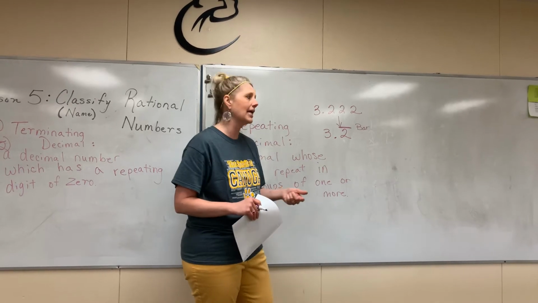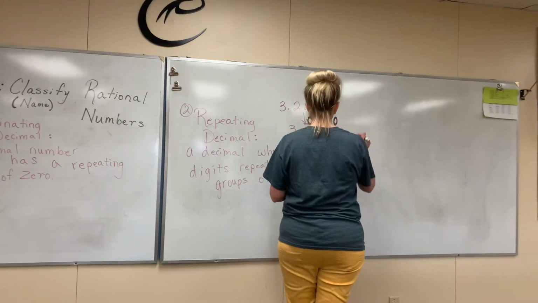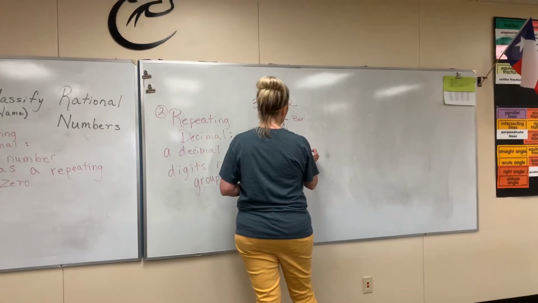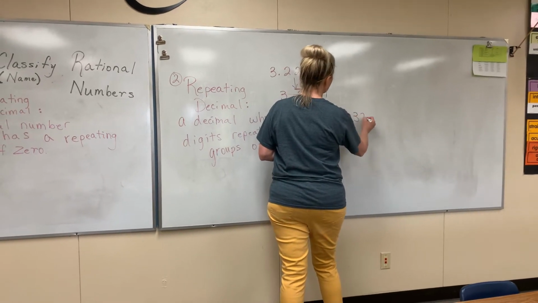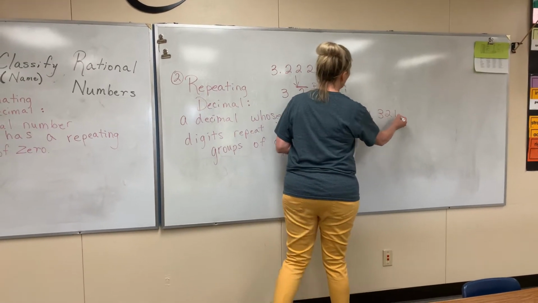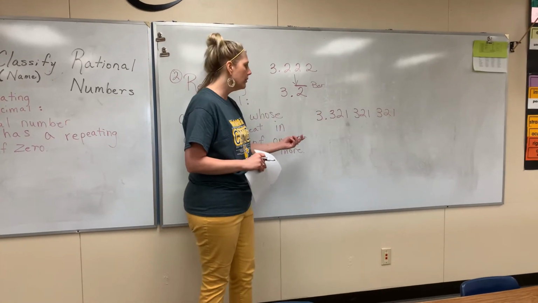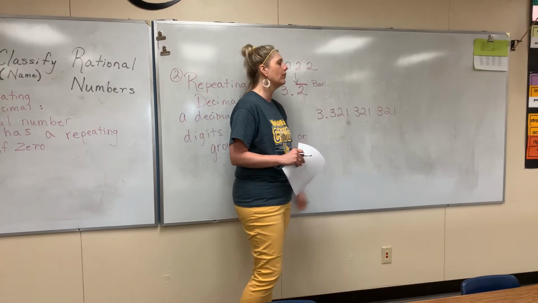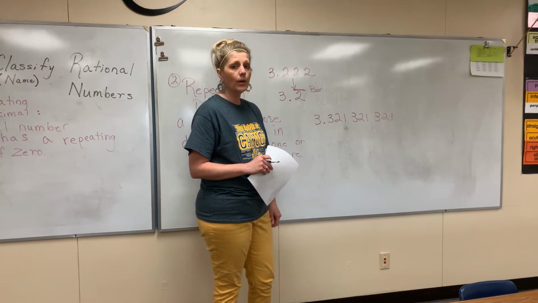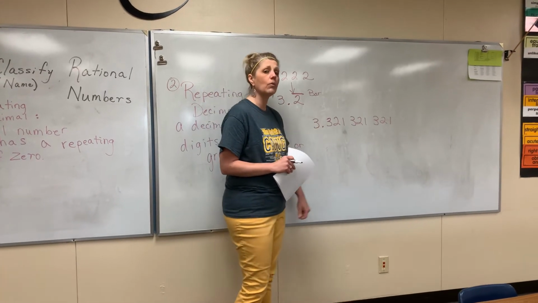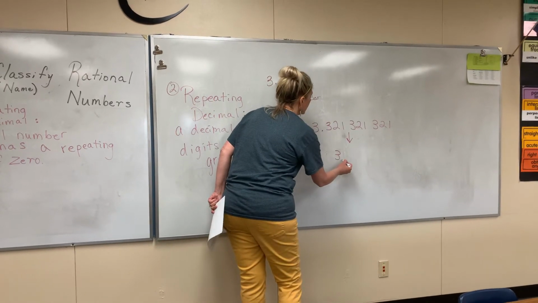Let me give you another example. That's with 1 digit repeating, but let's look at this one. What if we had the number 3.321321321? What if that was your answer when you divide? Well, do I really have to keep sitting there and writing 321, 321, 321? No, not really. You wouldn't have to do that. After you saw what was repeating, you could write the number, the answer, like this.